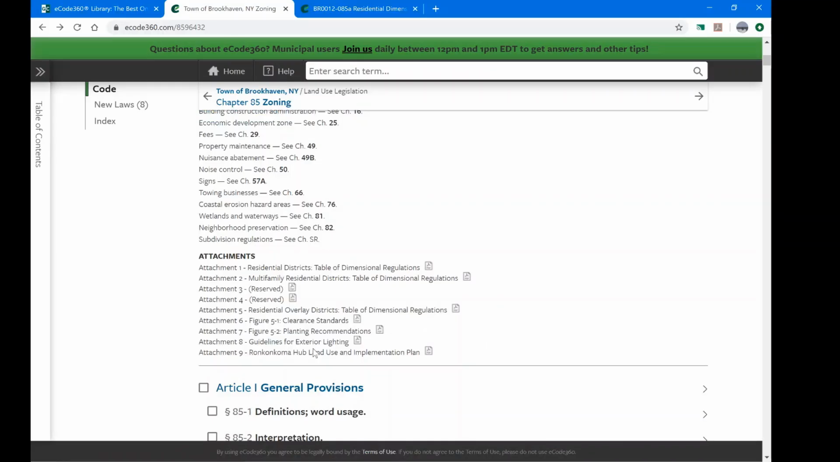In this video, we're going to take a look at attachment 1, which is residential districts. There's a copy of this in the zoning folder, so if you haven't printed it out, please pause the video and print it out. This way you can follow along as we talk about it. Let's pull this up.